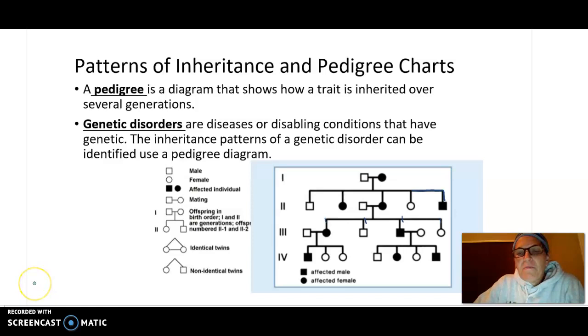When we're talking about patterns of inheritance, these are patterns that we see in how specific traits are passed from one generation to the next generation. This is actually a really important thing to study when we're looking for causes of disease, causes of disorders. Scientists spend a lot of time on this.